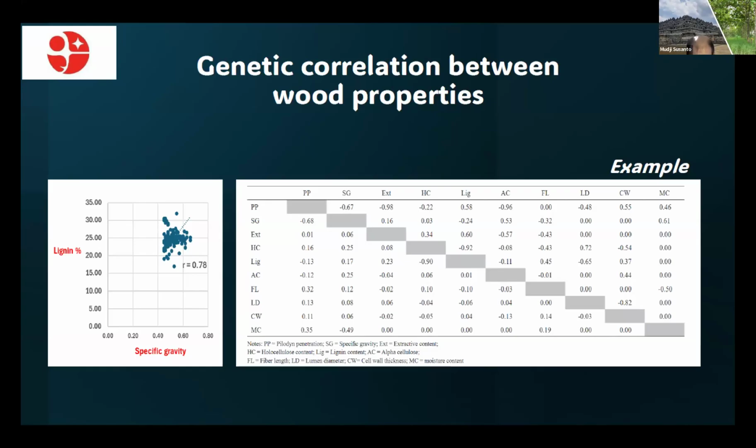So, what are genetic correlations? Genetic correlations occur because some genes influence multiple traits, or because genes influencing different traits tend to be inherited together. A positive correlation means that if one trait is higher in a tree, the correlated trait is also likely to be higher. A negative correlation means that if one trait is higher, the correlated trait is likely to be lower. Genetic correlations are expressed from -1 to 1.